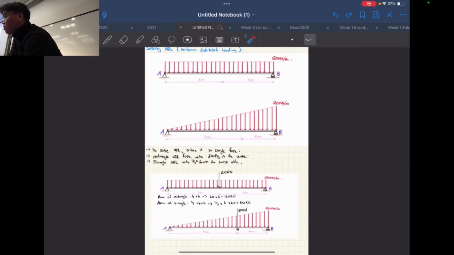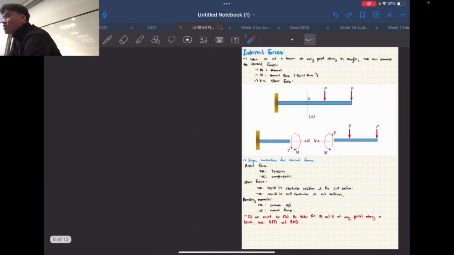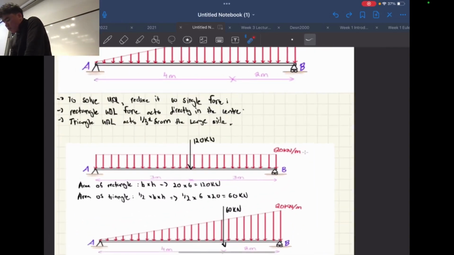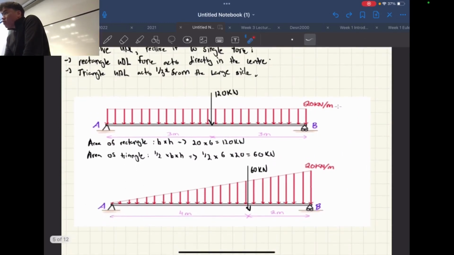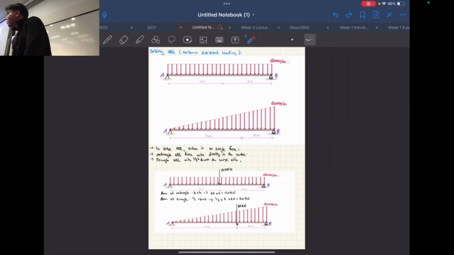Any questions on UDL at all? No? Okay. I've got a question. Yeah, come on. You see the height, can you explain where the height comes from? The height is the intensity of the UDL. Is it the maximum intensity? Yeah, maximum intensity of the UDL. And in this case it would be 20, right? Yeah, 20 kilonewtons for both. Any more questions, or am I going too fast or too slow?